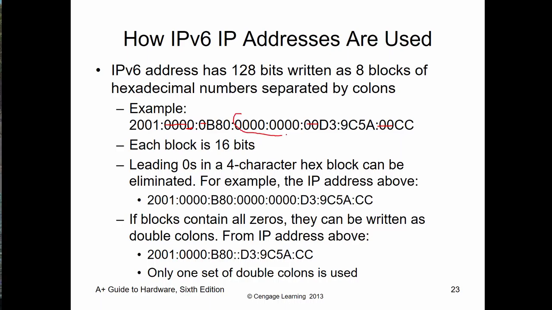So what do we do with this one right here? We have two groups of all quad zeros. We can actually double colon that. That way, that's going to make up the remaining space. That's how come we can get a 2001. We could actually get rid of those three zeros, 0, B80, double colon, D3, colon, 9C5A, colon, CC. You can always go back and fill in zeros wherever there's not four numbers. Only one set of double colons can be used on an IP address. We got to keep that in mind.